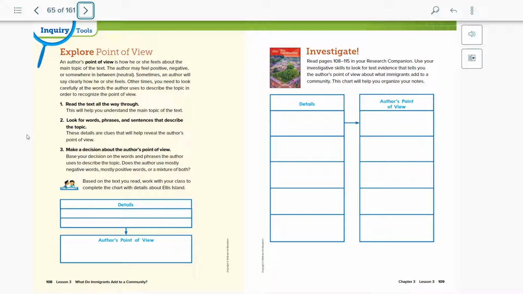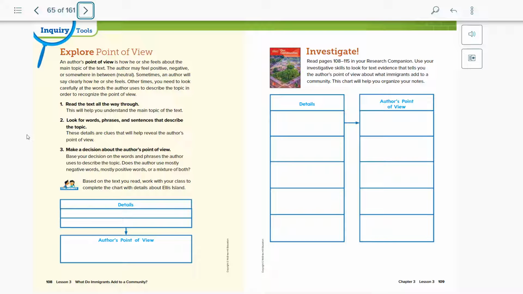Now we noticed that the author said good things about it and bad things about it. They did say that it was kind of scary and uncomfortable. But then they also said that a lot of people were able to pass through fairly quickly and start a new life. So with those two details, we can decide that the author uses both positive and negative words to describe Ellis Island. So the author's point of view is neutral on this. He recognizes the good and the bad that was going on there.